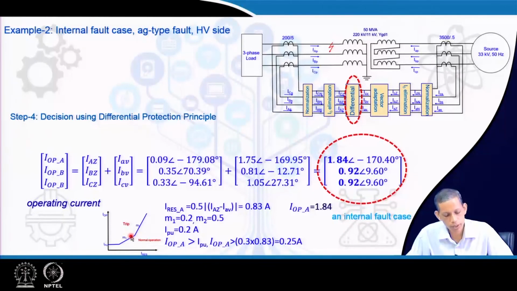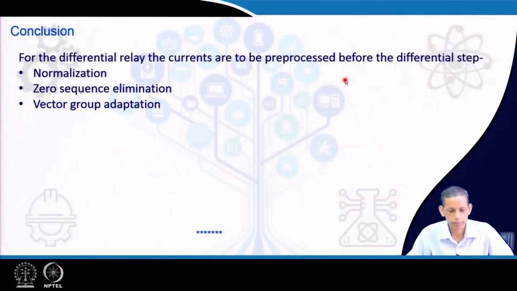So, the corresponding point falls in the trip region, and therefore it is ensured that this is an internal fault in this case. The relay is able to detect the internal fault successfully, and for the earlier external case it also identified correctly.